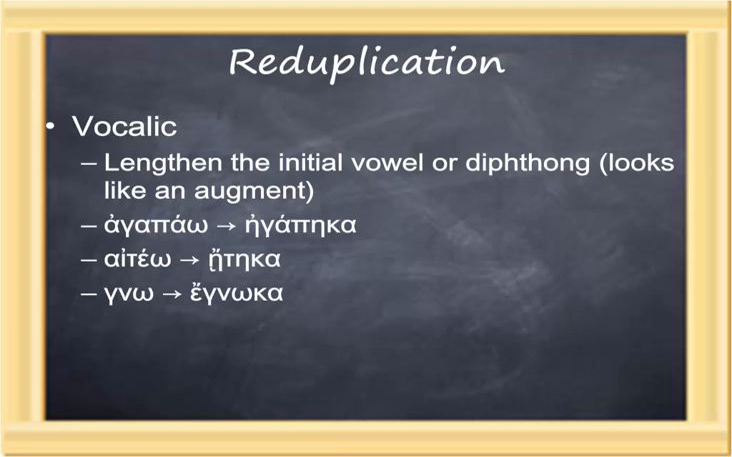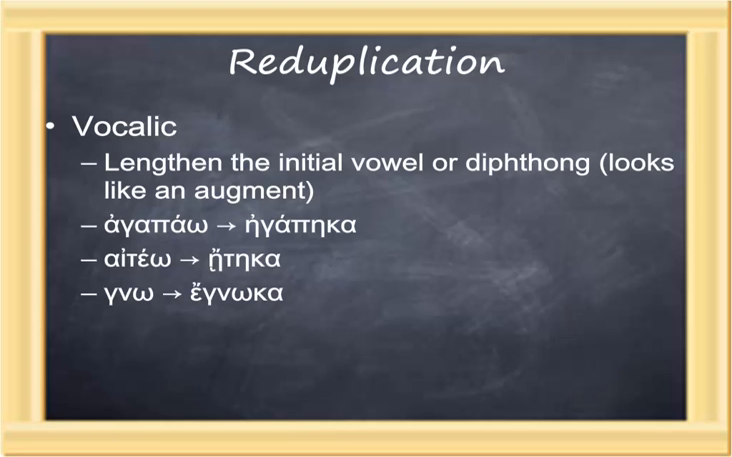Some stems, however, begin with a vowel. If the stem begins with a vowel, vocalic reduplication occurs. That is, the lengthening of the initial vowel or diphthong, just like an augment. However, one can distinguish it from an augment because the endings are primary, not secondary. Secondaries go with augments. Primaries go with unaugmented forms or forms with reduplication.